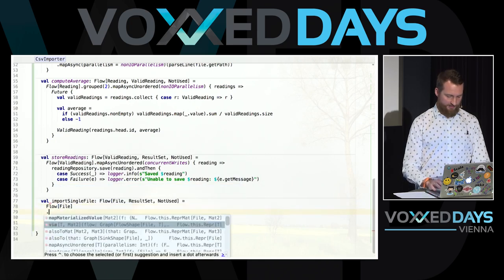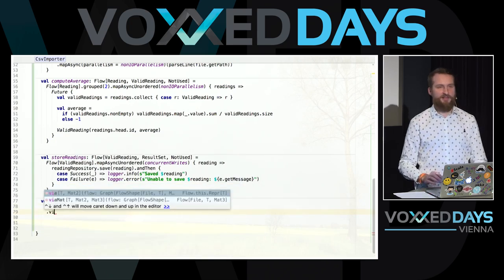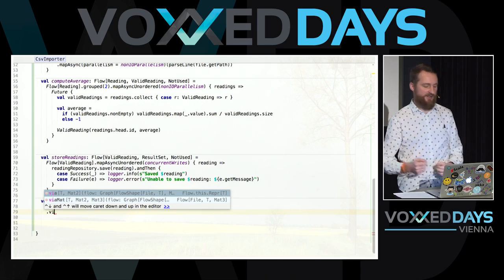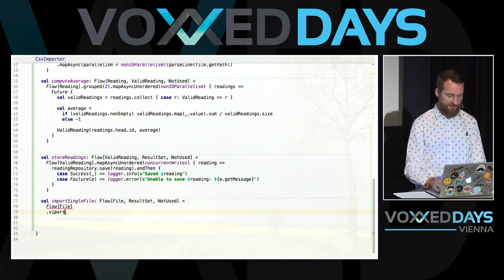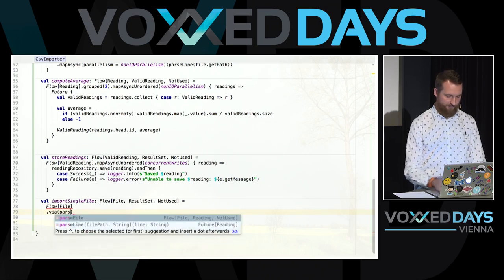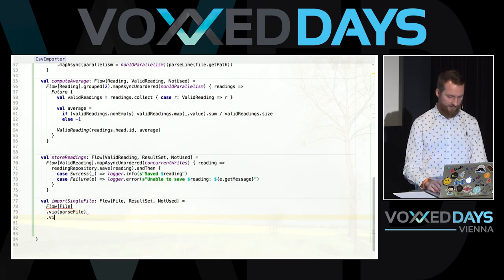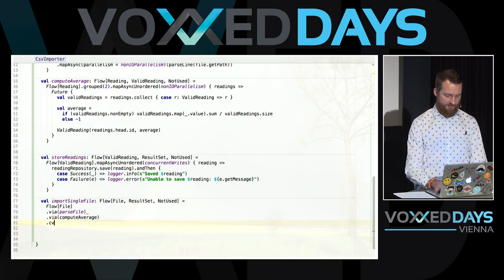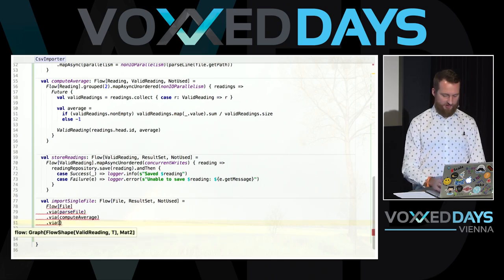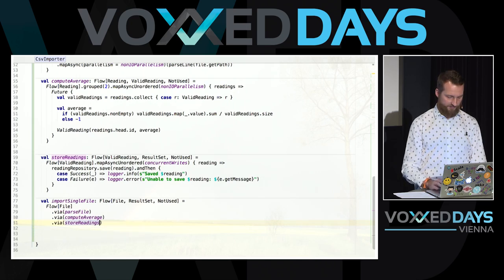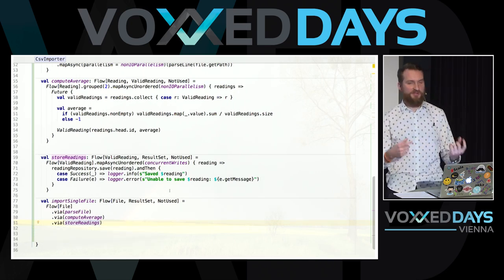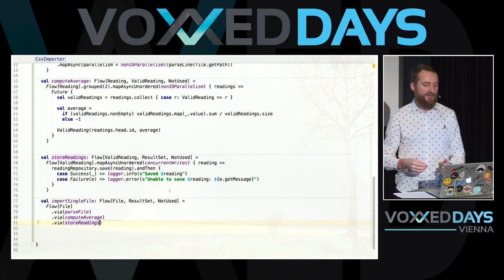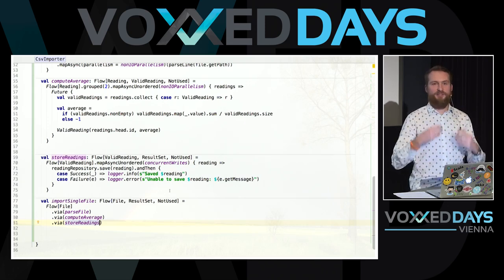And now it gets pretty straightforward, because we just use the via method to define the subsequent stages through which we want to pipe our data. The first stage will be parsing the file. When we parse the file, we want to compute the average. And then when we have the average computed, we want to store the readings. And this is it. You can see that when you define your building blocks as variables, or as vals here in Scala, you have a pretty simple DSL that just lets you combine them.